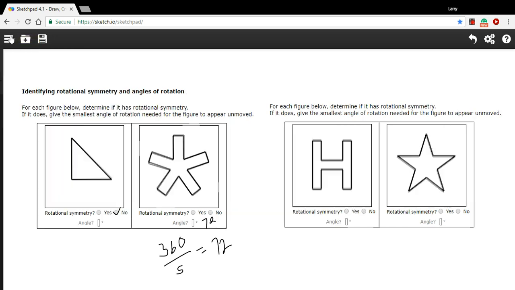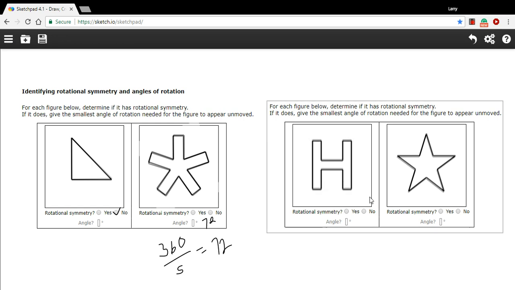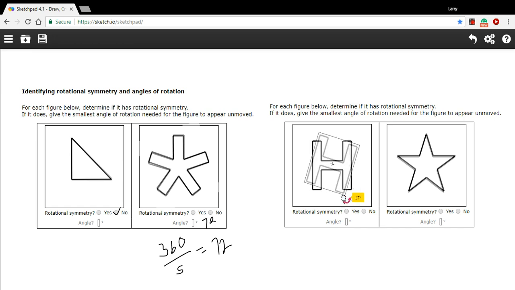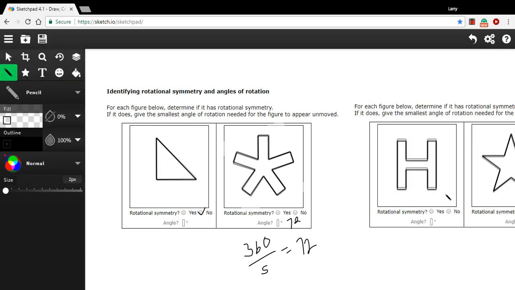All right, let's try a couple more. So here we have something that looks like the letter H, and if we rotate it 90 degrees, that doesn't look the same. But if we rotate it 180 degrees, we've got something that looks symmetrical. So this has rotational symmetry. I should have checked yes over here too, with an angle of 180 degrees.